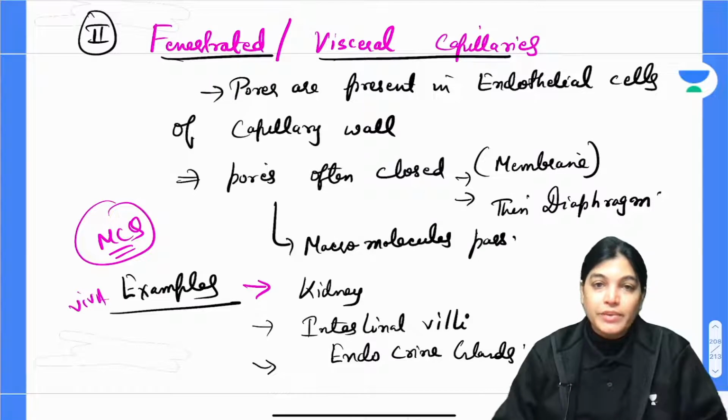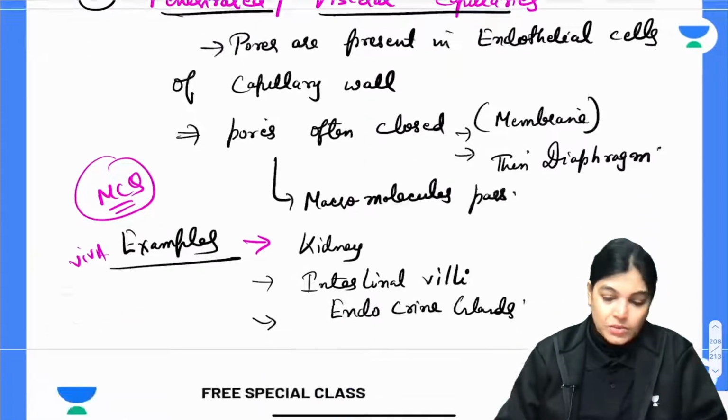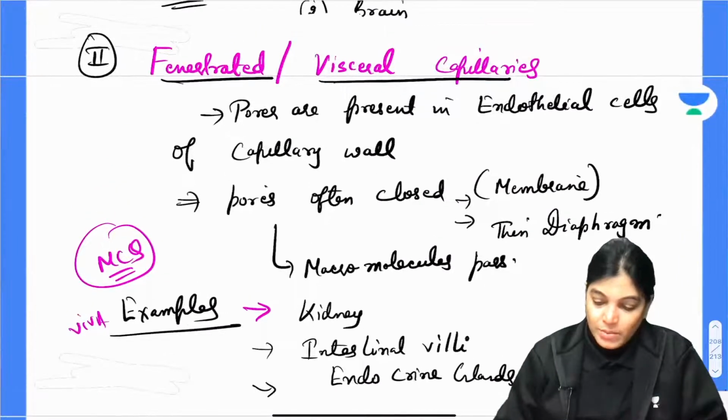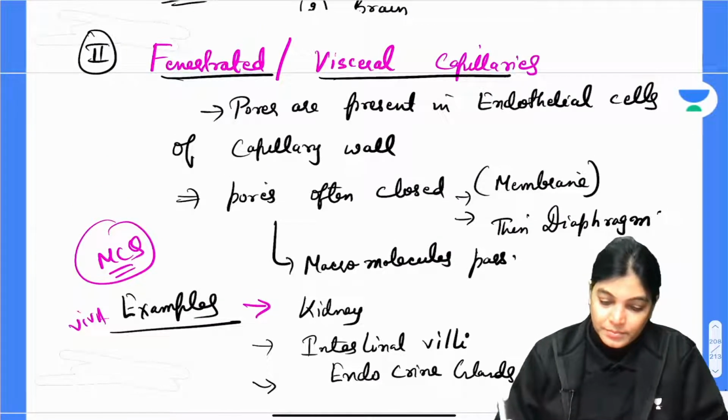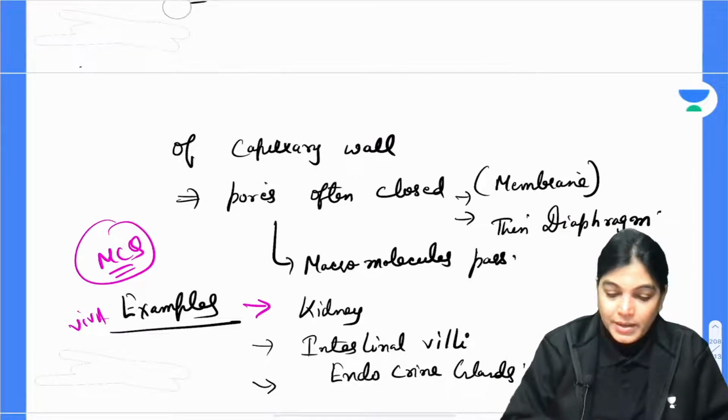Now which is the third variety? The third variety is sinusoids. So let's talk about sinusoids. Let me write it here itself, the sinusoids, that is the third variety.